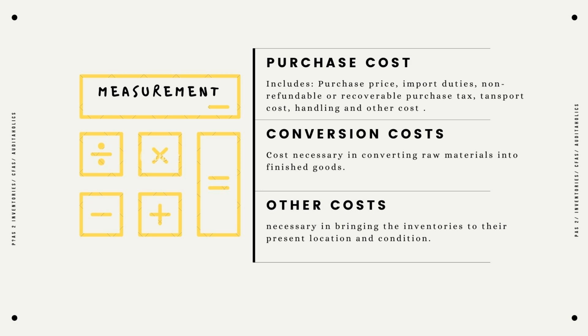Measurement. Inventories are measured at the lower of cost and net realizable value. The lower of cost and net realizable value will be discussed by Kyla later on. The cost of inventories comprises the following. The first one is the purchase cost. For example, the things you buy, their price or tax, the transport cost also, and the handling. An example of purchase cost is the raw materials that you or an entity bought for the product to be produced.